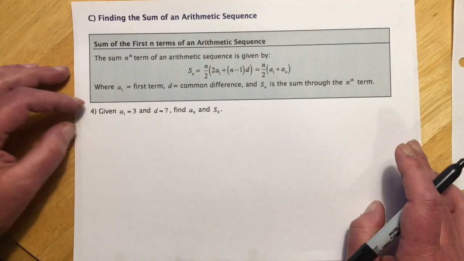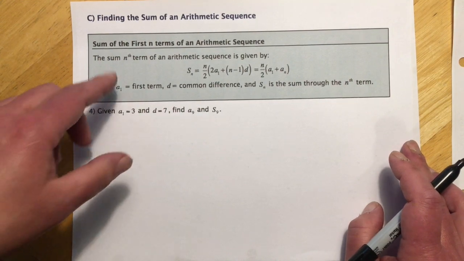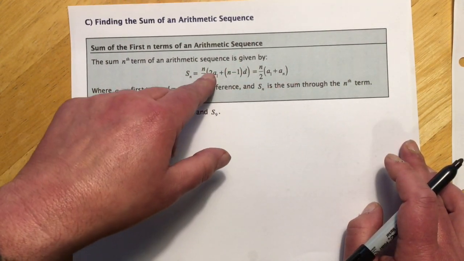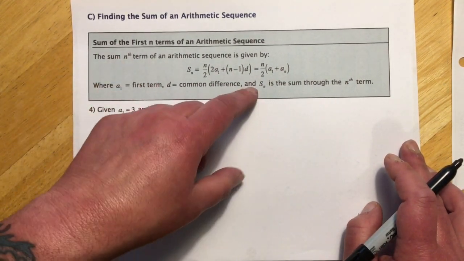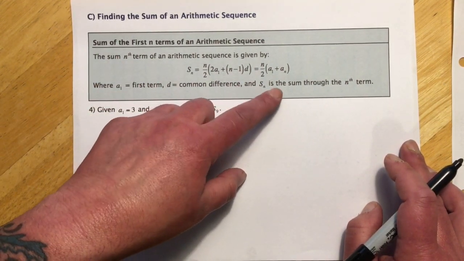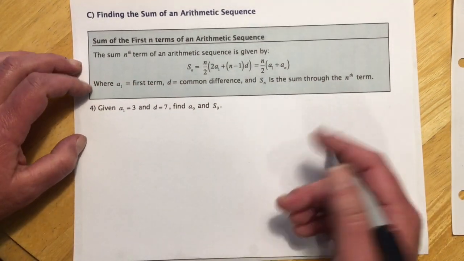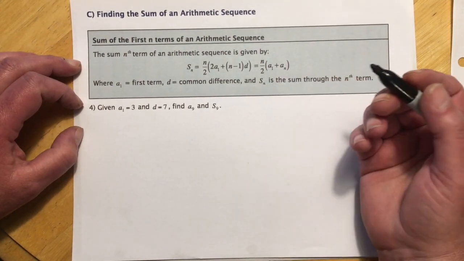So then the next formula in the section, there's actually two forms of it, is the sum of the nth term of an arithmetic sequence, given by either here or here, where a sub 1 is the first term, d is the common difference, and S sub n is the sum through the nth term. So say I want to find the sum through the first 36 terms, then n would be 36.